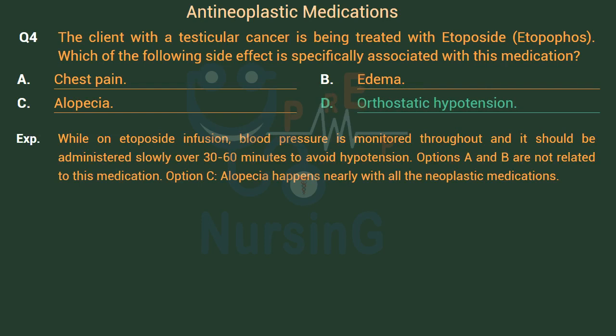While on Etoposide infusion, blood pressure is monitored throughout and it should be administered slowly over 30 to 60 minutes to avoid hypotension. Options A and B are not related to this medication. Option C, alopecia happens with nearly all the antineoplastic medications.